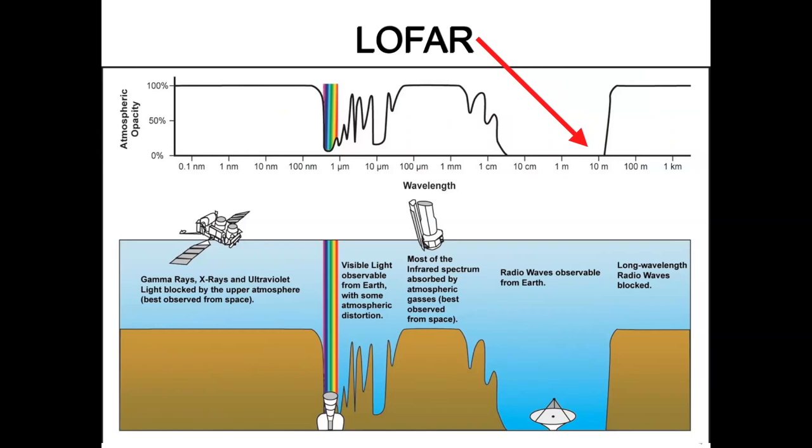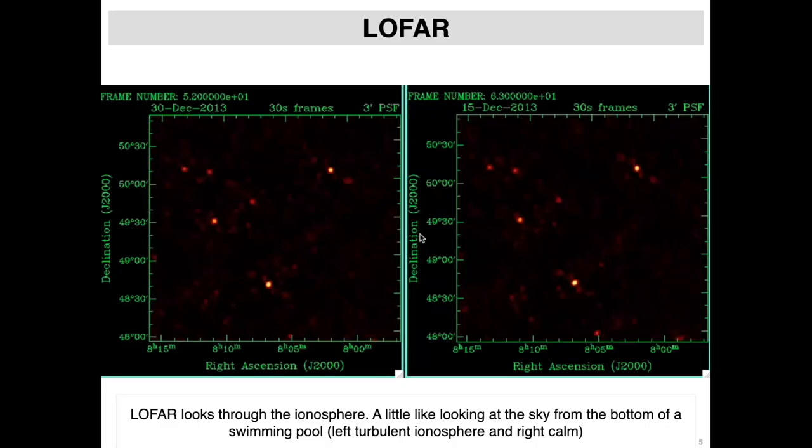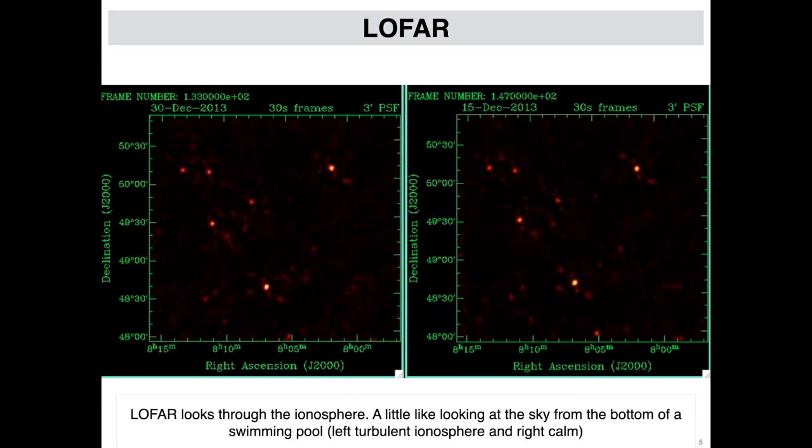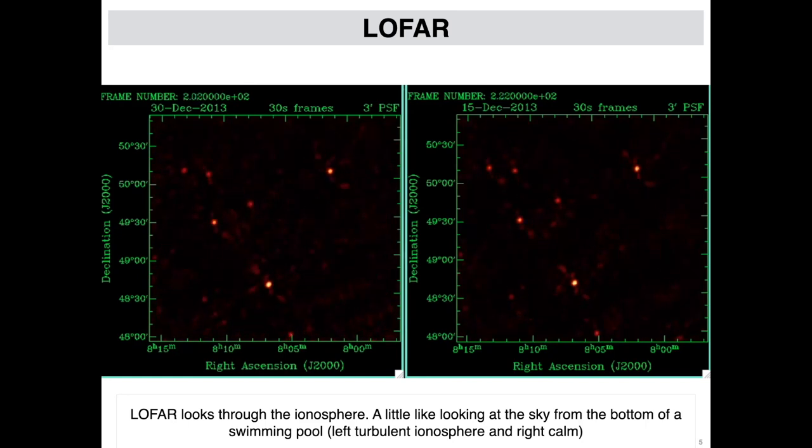When you look at the sky with LOFAR, here's a little movie that shows what you see. It's very similar to lying at the bottom of a swimming pool and looking up at the sky. I'll just show that in these movies. The one on the left is perhaps the more interesting one. You can see that as you're looking at the sky, everything in the sky is moving around. And here, the scale with which these objects move is thousands of times the resolving power of LOFAR. So if you were to look at a particular object, it would just wiggle all across the sky.